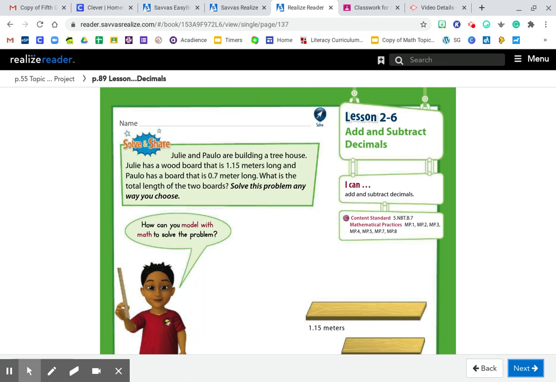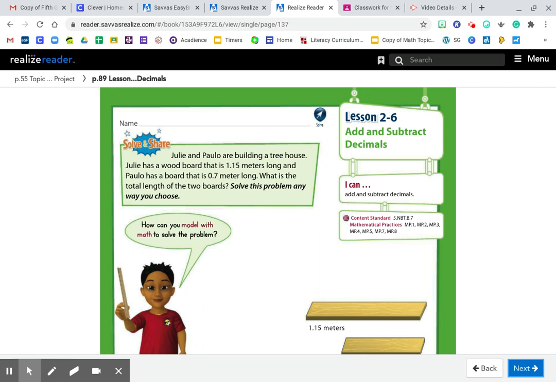Julie and Paolo are building a treehouse. Julie has a wood board that is 1 and 15 hundredths of a meter long, and Paolo has a board that is 7/10 of a meter long. What is the total length of the two boards? Solve this any way you choose. How can you use a model to help solve the problem?